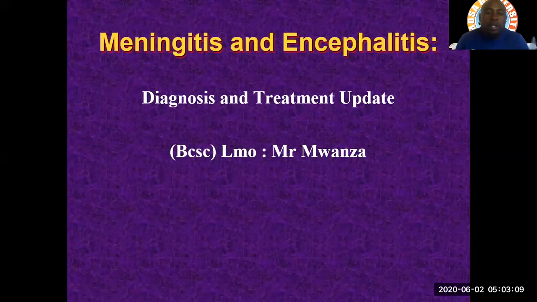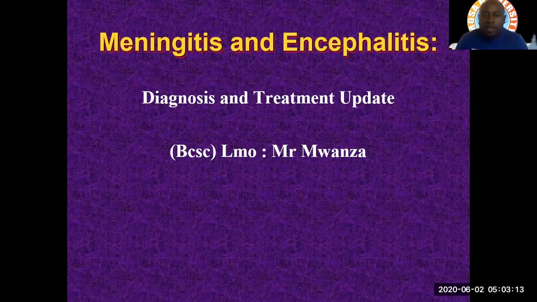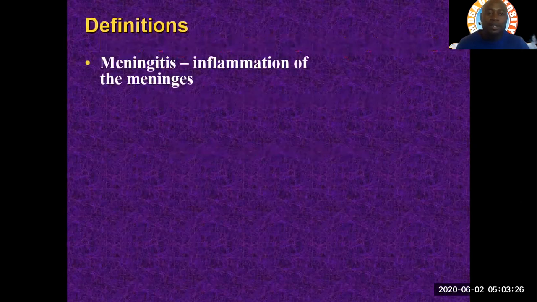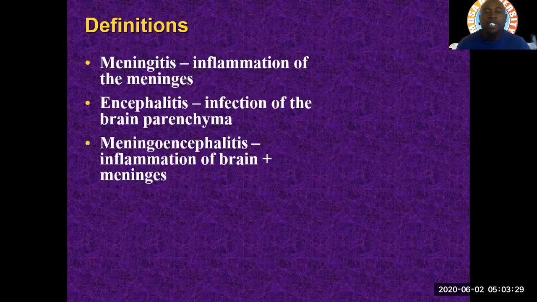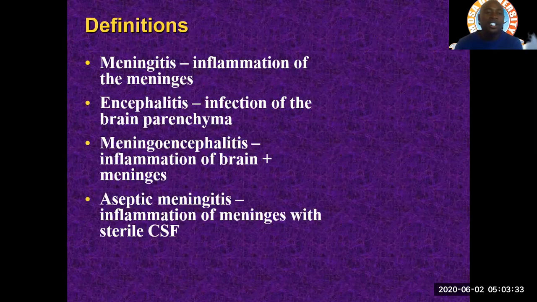We continue with the common neonatal infections that happen. We'll talk about meningitis and encephalitis. I am your presenter, Mr. Samson. To start with, we define meningitis as the inflammation of the brain meninges, and also differentiate it from encephalitis as infection of the brain parenchyma.